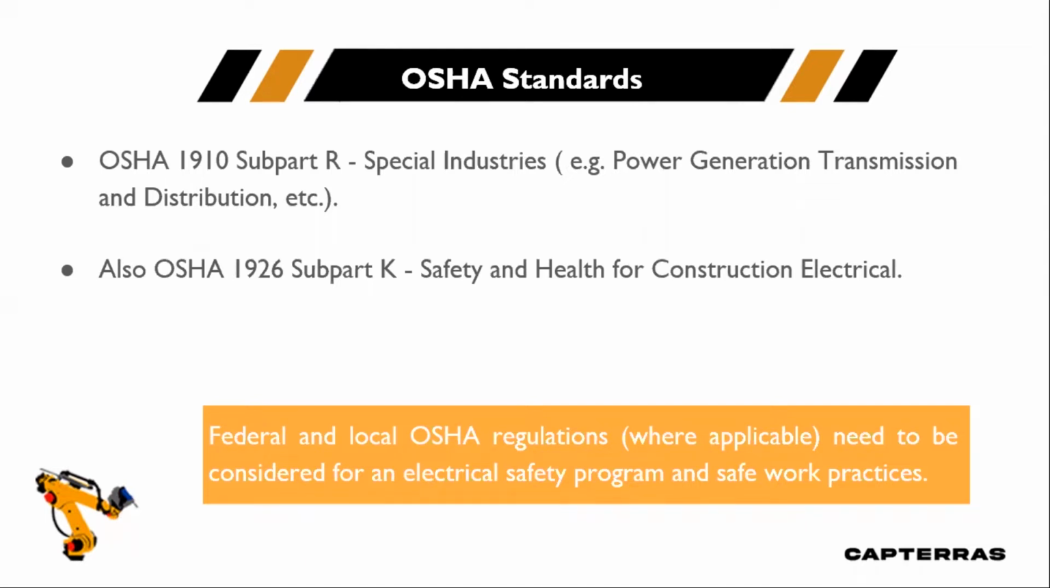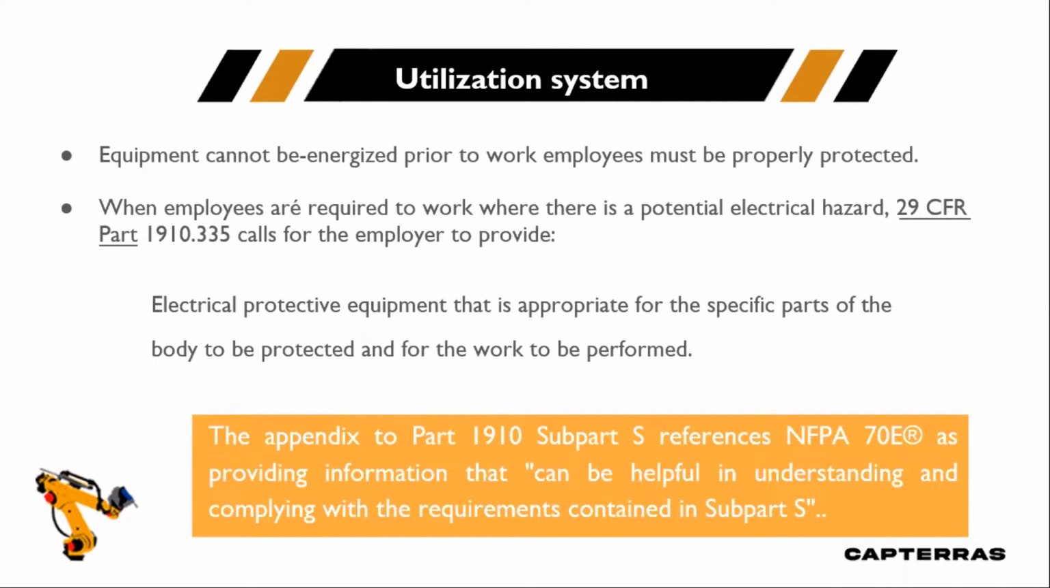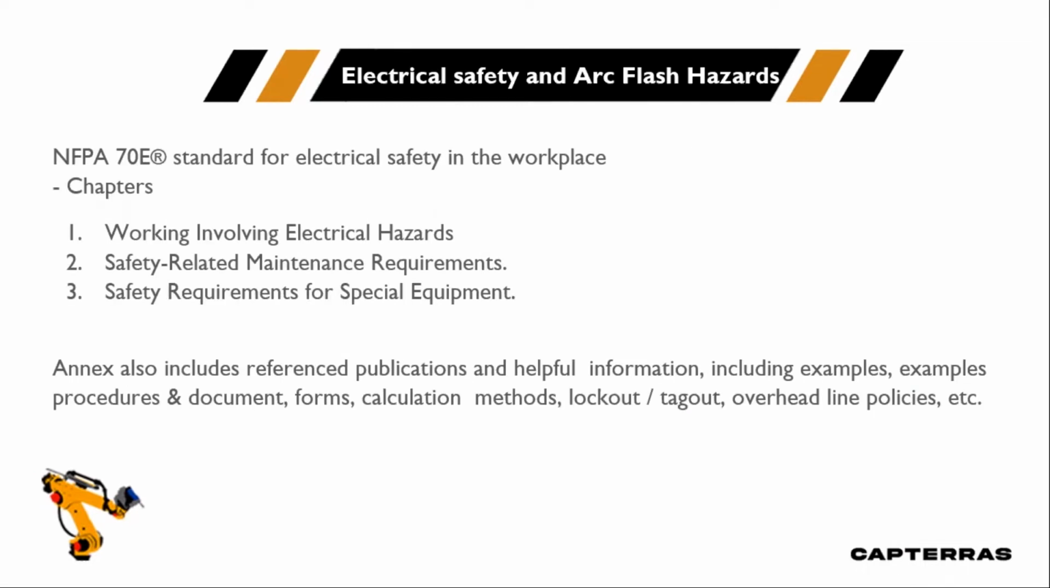OSHA 1910 Subpart R talks about special industries, and OSHA 1926 Subpart K talks about safety and health for construction electrical. The appendix to Part 1910 Subpart S references NFPA 70E as providing information that can be helpful in understanding and complying with the requirements contained in Subpart S. Now we are going to talk more about electrical safety and arc flash hazard.